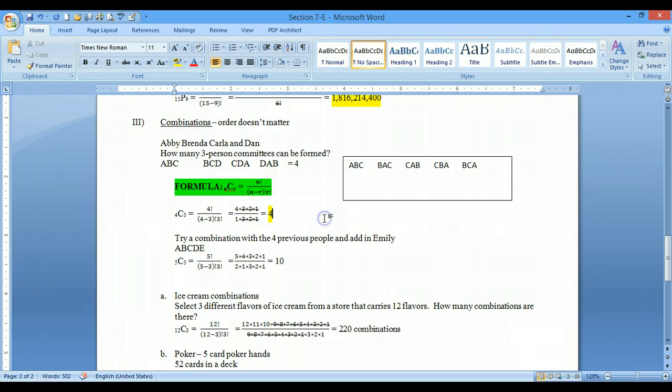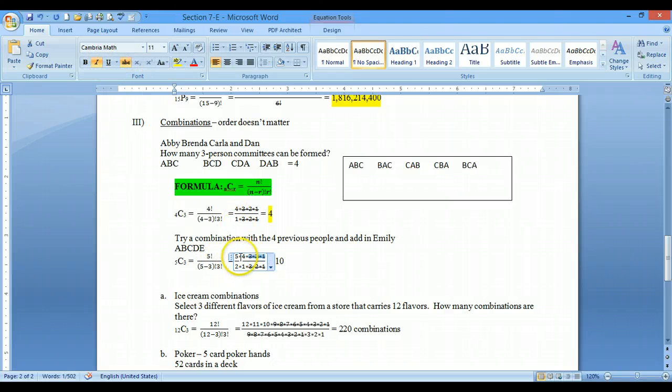There we go. Let's try the same combination with the 4 previous people, but now we're going to add an Emily. So we have A, B, C, D, and E. So now I have 5 people, and I want to choose 3 or a combination of 3, which gives me 5 factorial over 5 minus 3 factorial times 3 factorial, which gives me 5, 4, 3, 2, 1 by the definition of factorial. 5 minus 3 is 2 factorial, which is 2 times 1, and 3 factorial is 3 times 2 times 1. Again, these ones cancel out with these.